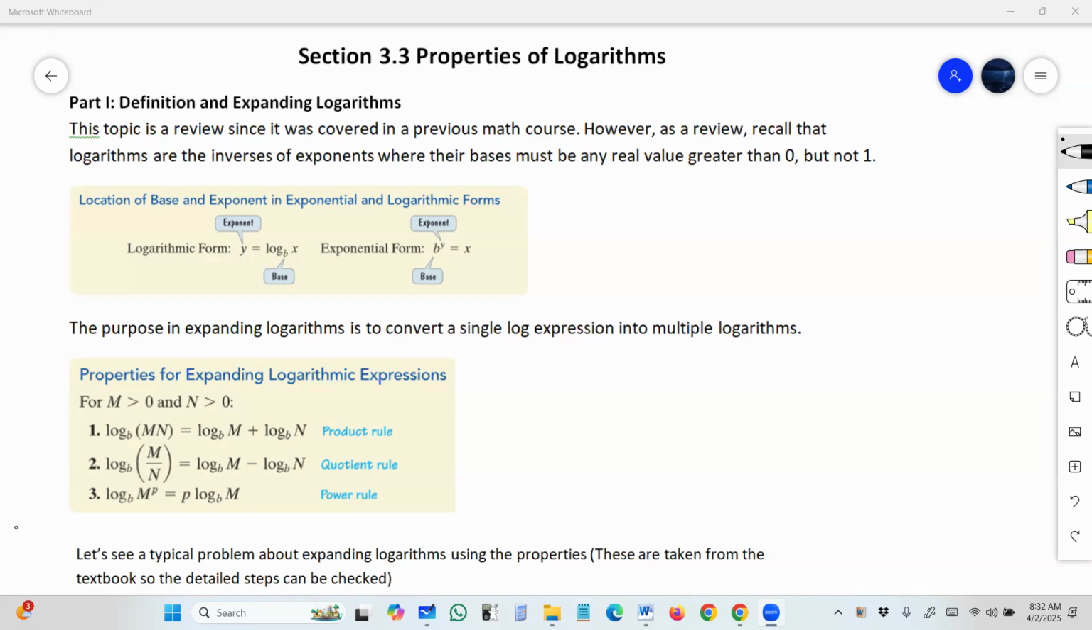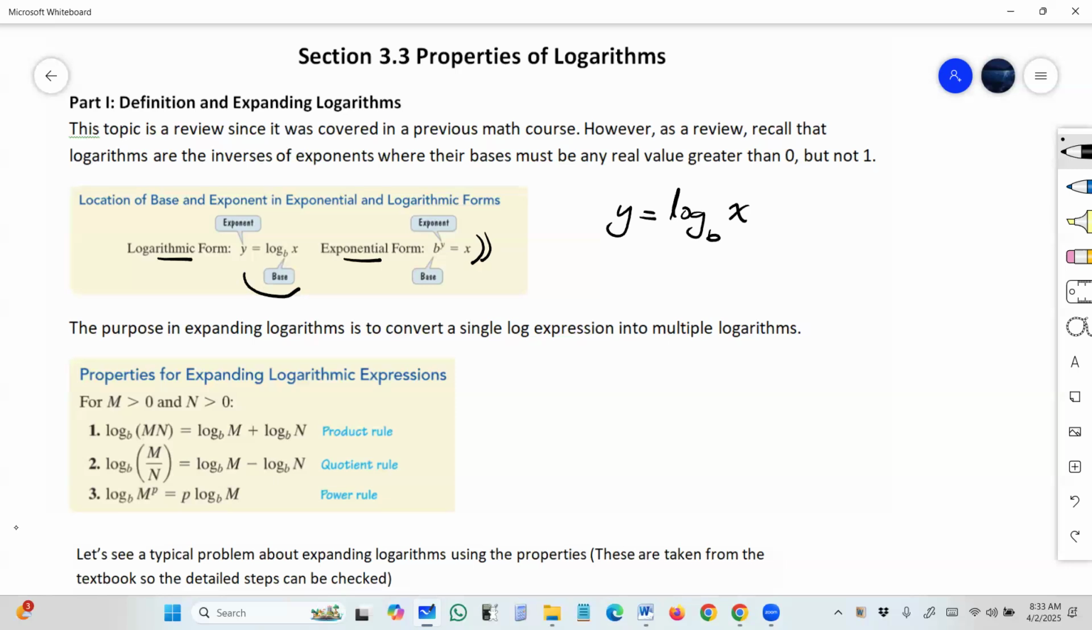So I have here the definition of logs: the log function, the base, and the number or item you're trying to take the log of. And it helps to rewrite the problem in exponential form. The reason we do that is because exponential forms and log forms are inverses of each other.